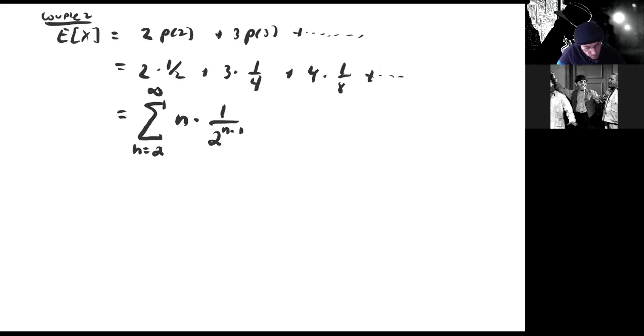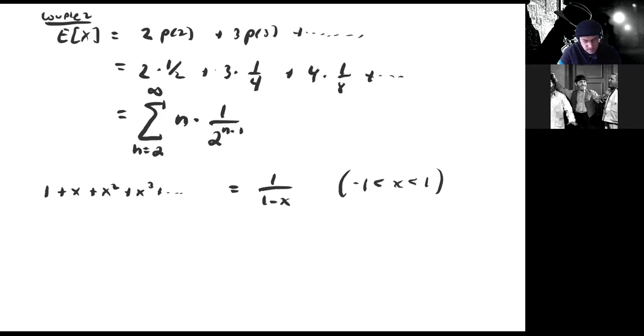So remember that 1 plus x plus x squared plus x cubed, and so on, is a geometric series. It's 1 over 1 minus x. Here I'm assuming that minus 1 is less than x is less than 1. And indeed, we're going to see that x will be a half in our calculation later. So let's take the derivative of both sides. So the derivative of the left-hand side, the derivative of 1 is 0, the derivative of x is 1, derivative of x squared is 2x, then we get 3x squared, and so on.